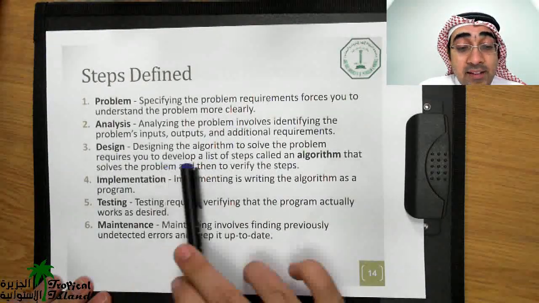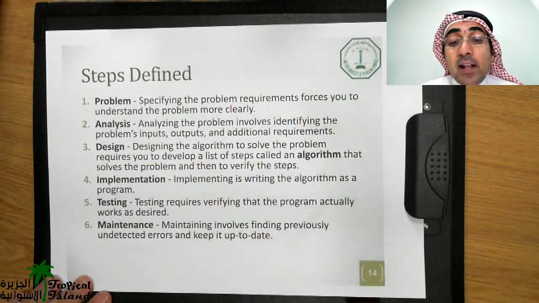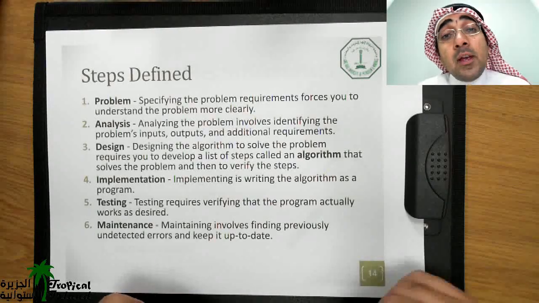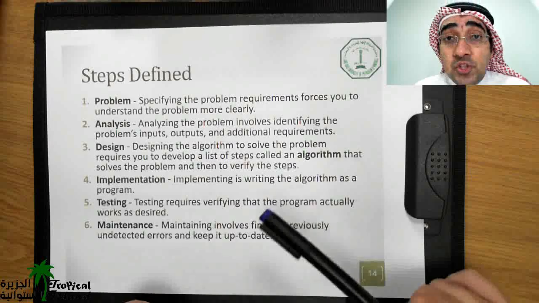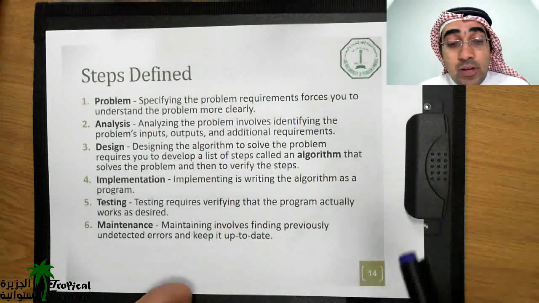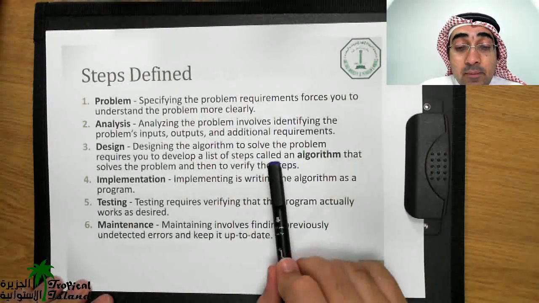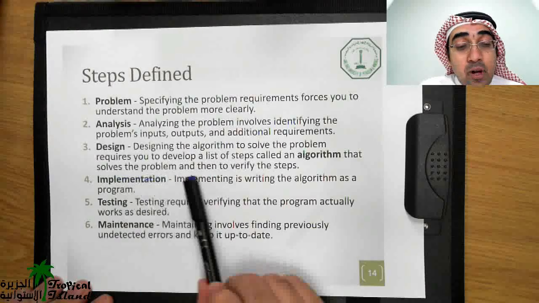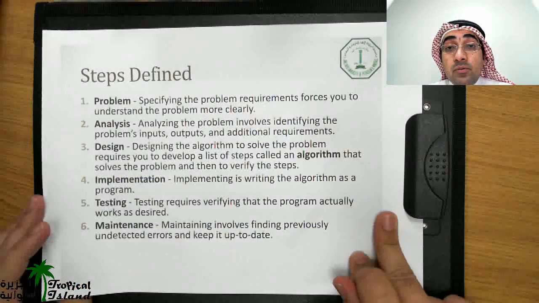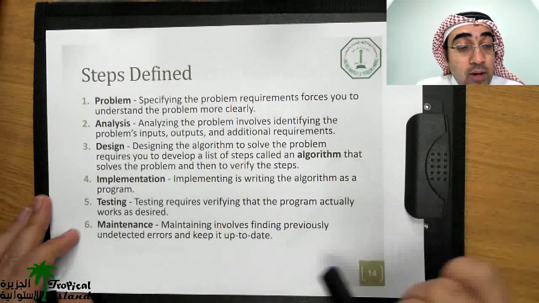The design. Designing the algorithm to solve the problem requires you to develop a list of steps called an algorithm. So what is an algorithm? An algorithm is just a simple way of saying a step-by-step procedure. Okay? So it's a step-by-step procedure going from the input to the output of the program that you require. Okay? So it's a step-by-step procedure to solve the problem, and then you have to verify at the end, after you write an algorithm, that it is doing what you actually require it to do.